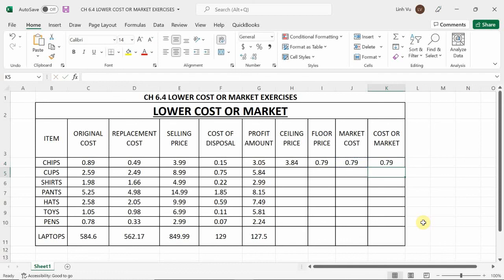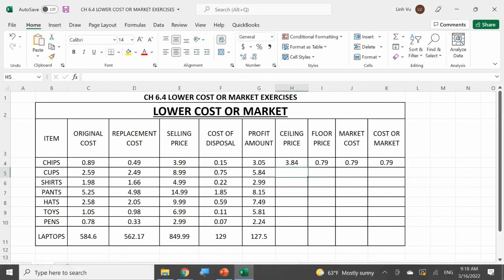Okay, let's do the next one. I bought cups for $2.59. The replacement cost is $2.49. I sell these cups at $8.99. The amount of disposal is going to be 75 cents. And then the amount of profit I want to get from each cup is $5.84. So in this case, how do I solve for my ceiling?